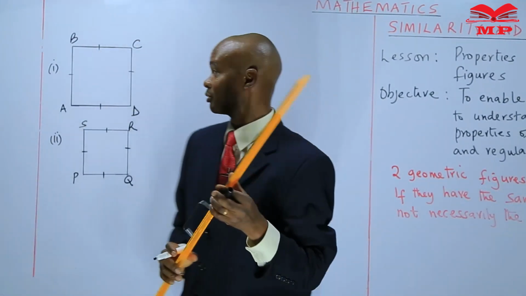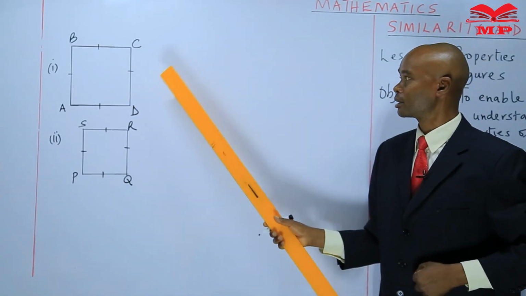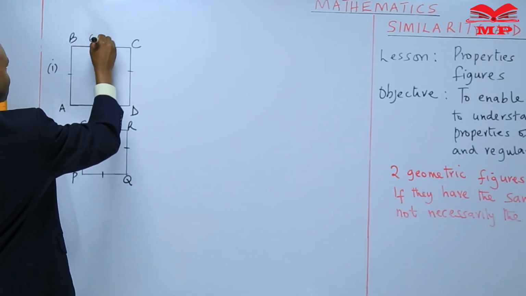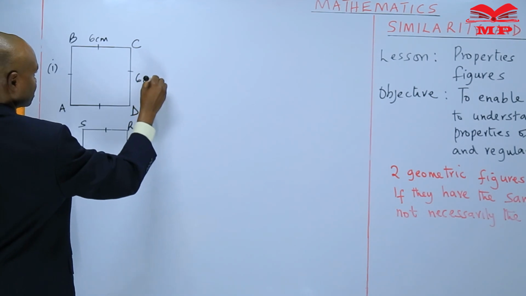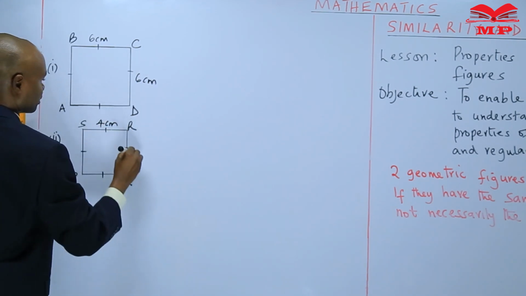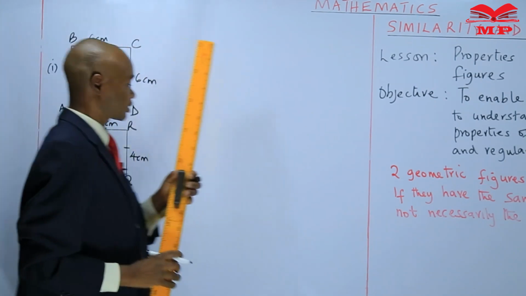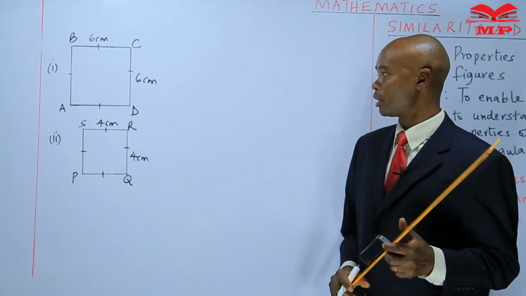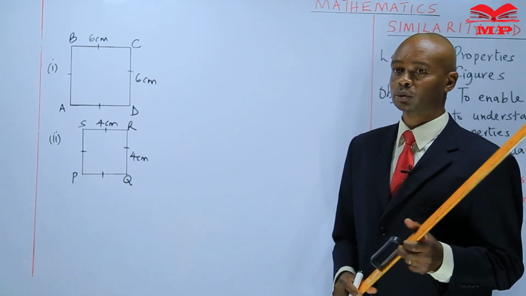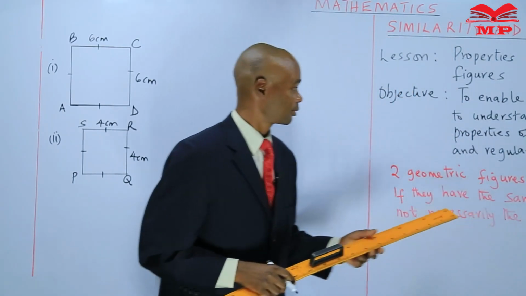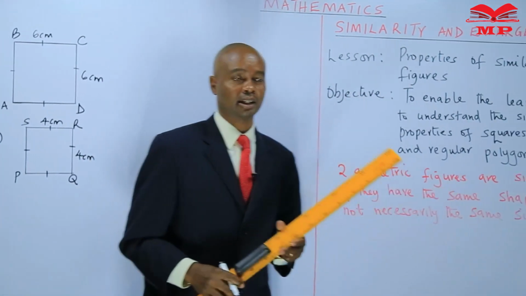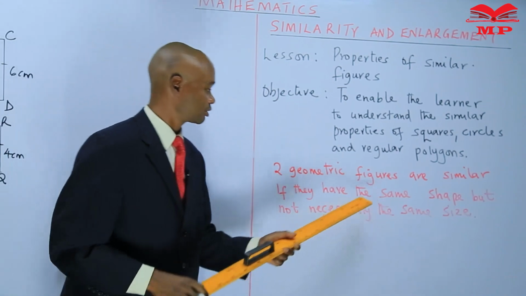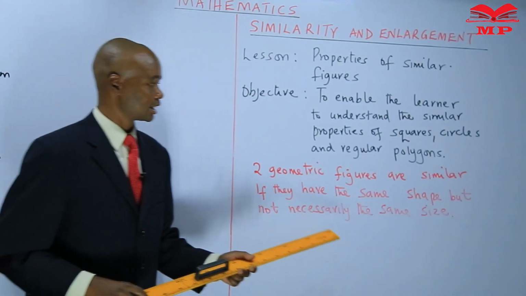On the diagram, we have two squares. One is A, B, C, D, and it is 6 centimeters. The first one is a square of 6 centimeters, and the smaller one is a square of 4 centimeters. To understand this well, we go to our guiding statement about similar figures. We say two geometric figures are similar if they have the same shape but not necessarily the same size.